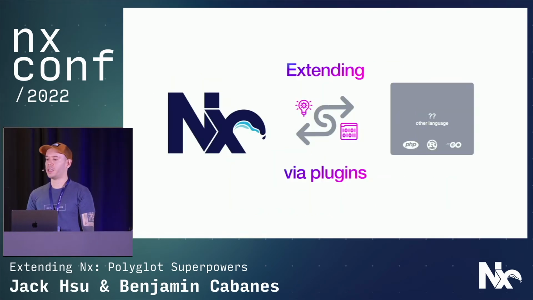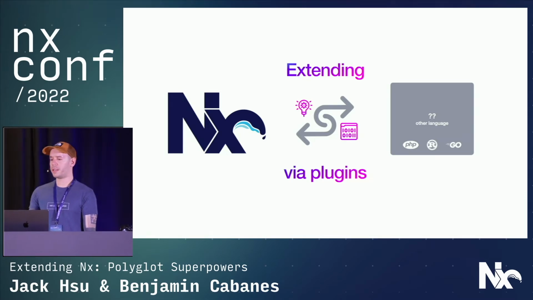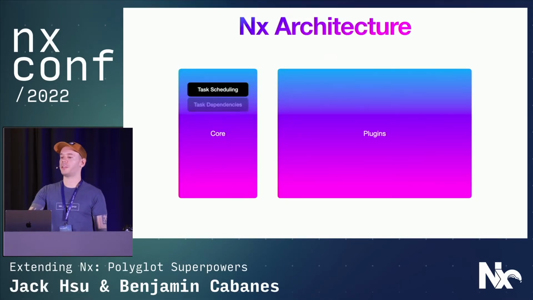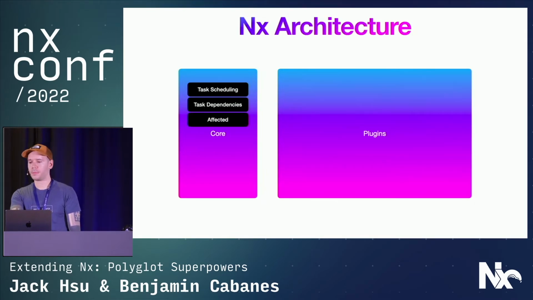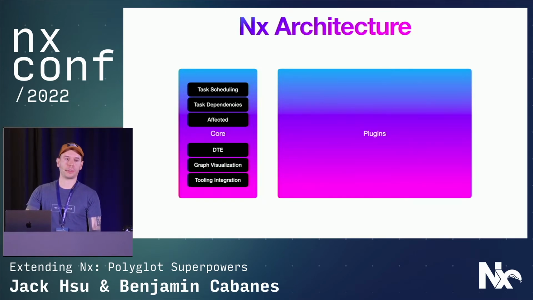So we can do that by extending NX, and we extend NX via plugins. And to extend NX, we need first to understand how NX is structured. So there are basically two big blocks, in a simple way. The first one is the core that handles the task scheduling, the task dependencies, the affected command, the distributed task execution, the graph visualization, and the tooling integration for the console and the NX console.